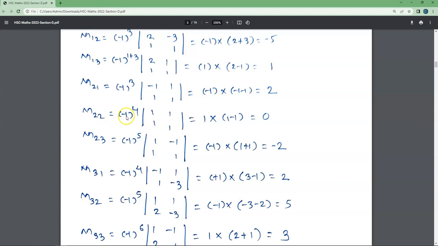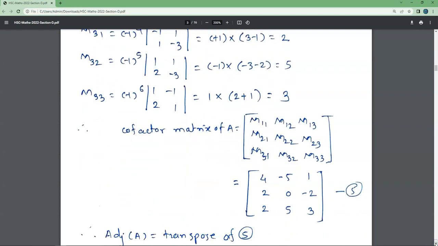Similarly, M22 will be what? Minus 1 raised to 4, and then minus 1 raised to 5, and so on. So the values we have got are 4, minus 5, 1, 2, 0, minus 2, 2, 5, 3. And that's how our cofactor matrix of A will be: M11, M12, M13, M21, M22, M23, M31, M32, M33. 4, minus 1, minus 5, 1, 2, 0, minus 2, 2, 5, 3.